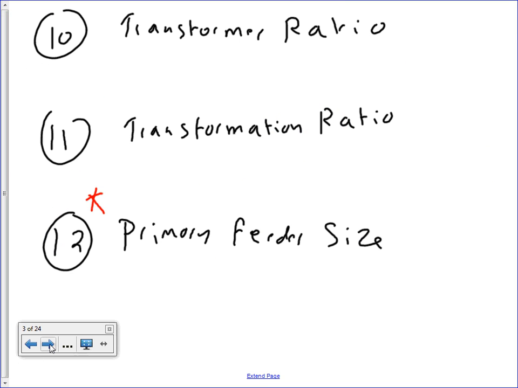10, transformer ratio. Transformer ratio, guys, is defined as, these are FYI only, well, we use it a little bit. Transformer ratio is always defined as V, the voltage, V primary coil divided by V secondary coil. Coil to coil. The voltage in the coil divided by the voltage in the coil, primary and secondary. Okay, that's piece of cake.